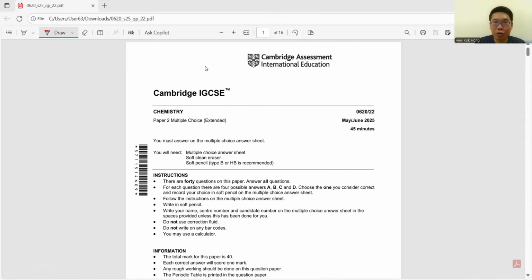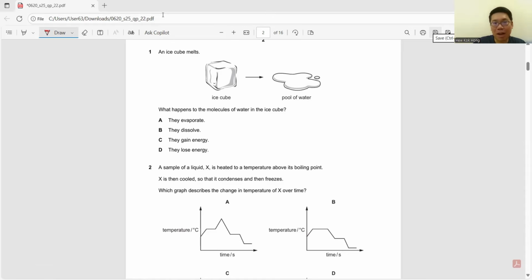Today we will go for Chemistry Paper 2, Major 2025, Variant 2. Let's go. Question 1. An ice cube melts. What happened to the molecules of water in the ice cube?